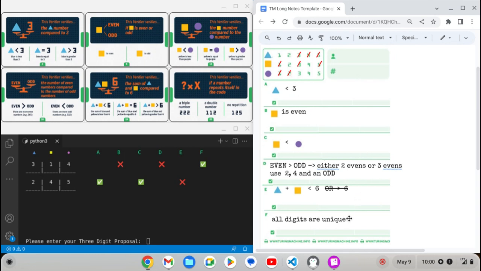Remember that we're dealing with all unique digits. So do we have enough information to come up with a final proposal? Well, let's actually do this. I'm going to list out all the potential solutions and see if there's anything that jumps out. So we could have triangle 1 and then 2, and then for the rest it could be either of them.